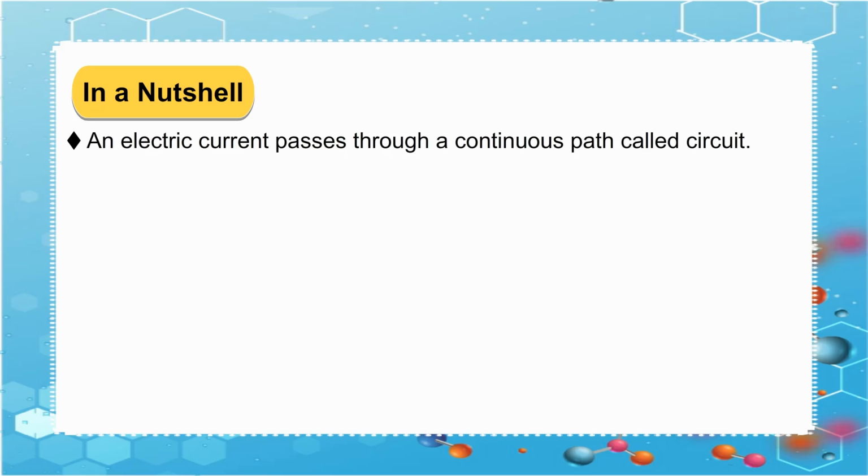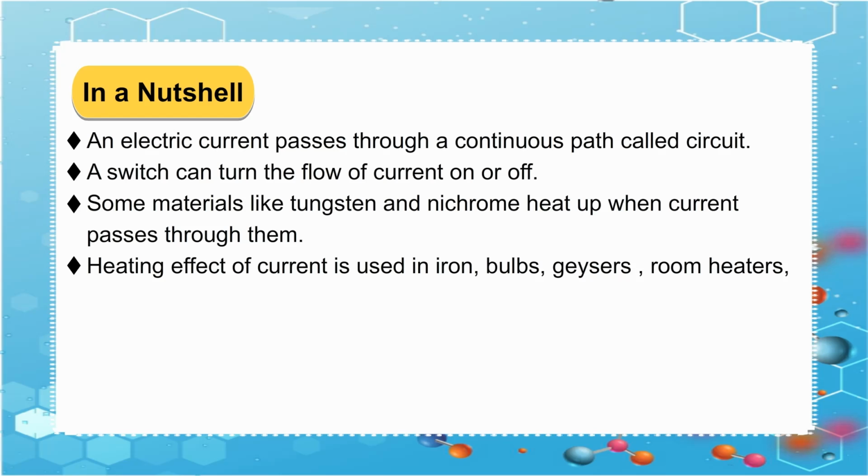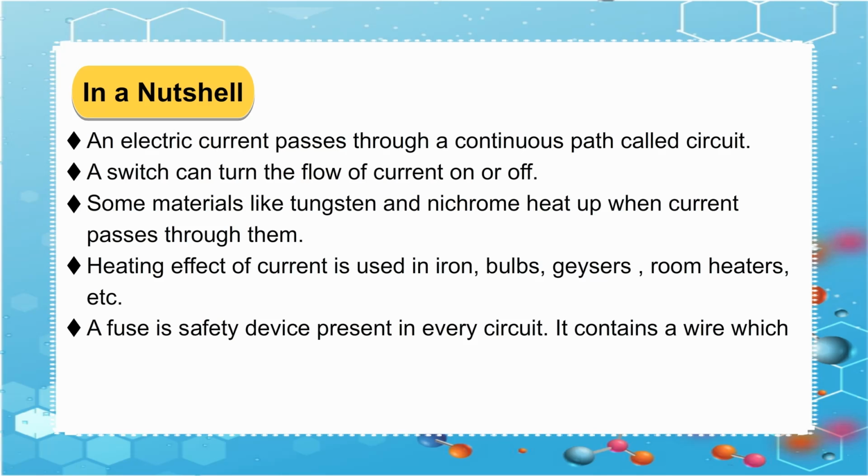In a nutshell, an electric current passes through a continuous path called a circuit. A switch can turn the flow of current on or off. Some materials like tungsten and nichrome heat up when current passes through them. Heating effect of current is used in irons, bulbs, geysers, room heaters, etc. A fuse is a safety device present in every circuit. It contains a wire which melts when there is an overflow of current.